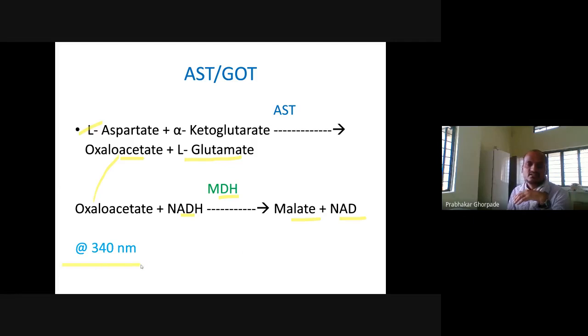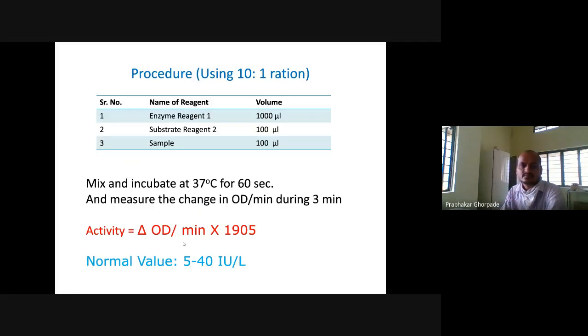And this reaction is read at 340 nanometer. Basically, this one is read under UV light, so 340 nanometer. So this is UV based, where the light intensity changes. This is an enzymatic reagent: enzymatic reagent 1 ml you are taking, substrate reagent 100 microliter, and the sample 100 microliter, or you can take 100 microliter of the standard solution. Mix and incubate at 37 degrees Celsius for 60 minutes, and then measure the change in optical density during 3 minutes. So basically, AST is a somewhat different principle.